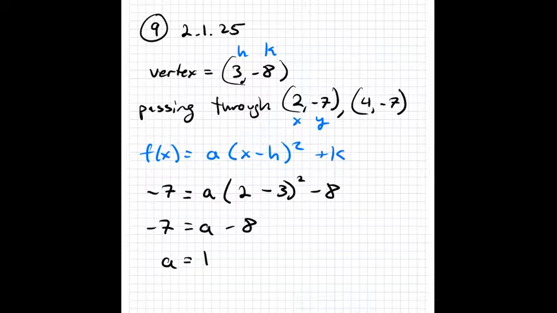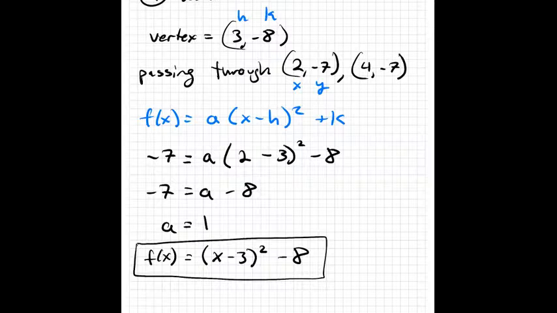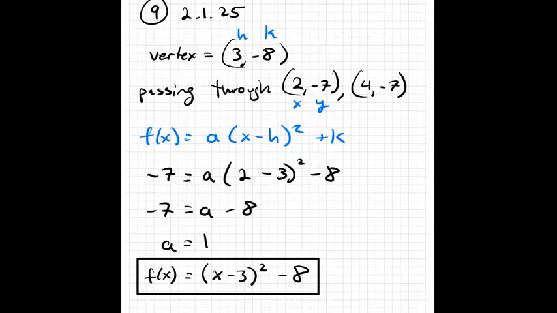So then we're going to have f of x equals x minus h, so x minus 3 squared minus 8. So this should be the standard form of the quadratic that passes through those 3 points. We should verify that this works for all 3 points before we submit it. When x is 3, y is indeed -8. That checks out. When x is 2, 2 minus 3 is -1, squared is 1, minus 8 is -7. That checks out. When x is 4, 4 minus 3 is 1, squared is 1, minus 8 is -7. So that checks out as well.